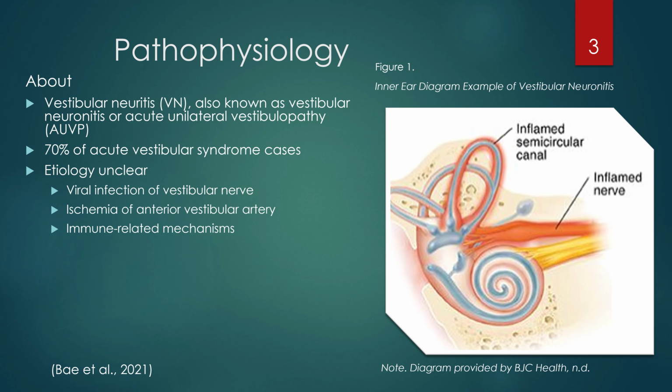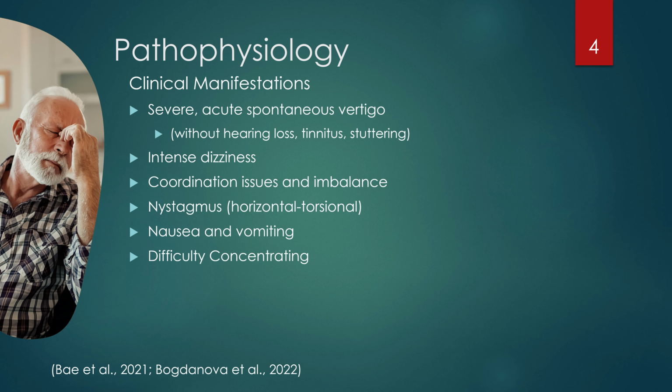Severe, acute, and spontaneous vertigo without hearing loss, tinnitus, or stuttering is the hallmark symptom of vestibular neuritis. See that little star? It's the hallmark symptom. Remember that. Other common clinical manifestations include intense dizziness, coordination issues and imbalance, and nystagmus to the opposite side of the affected vestibular nerve. Other symptoms include nausea, vomiting, and difficulty concentrating, which can be subsequent as a result of these manifestations, most commonly due to the severe vertigo.